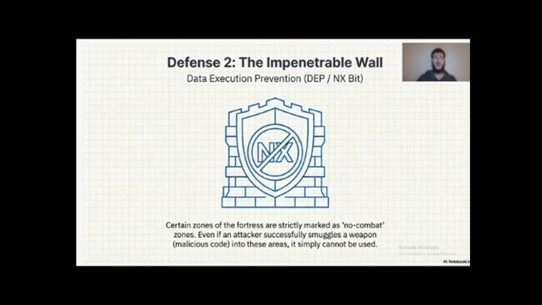So even if an attacker bypasses ASLR, there is a second line of defense, data execution prevention, or DEP, which relies on the NX bit, which means the no execute bit.